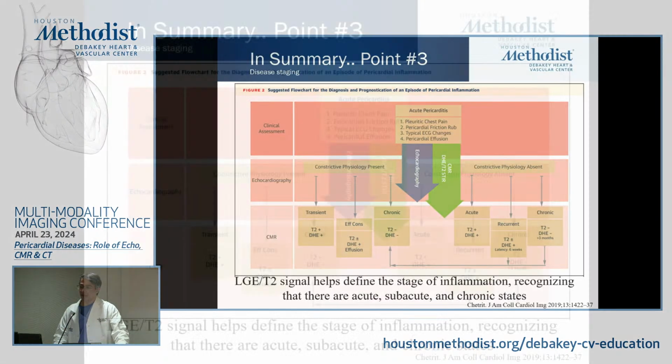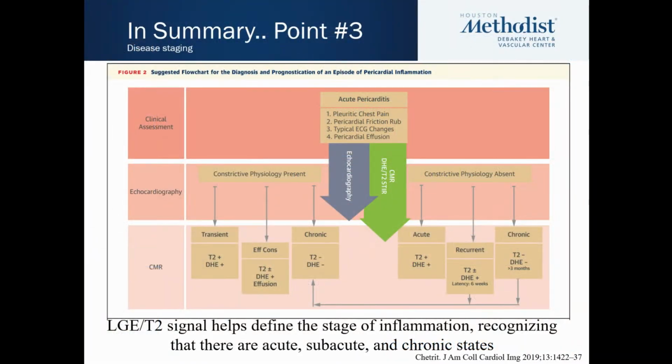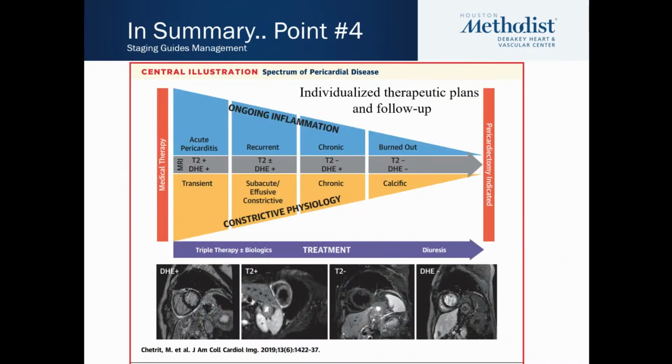The third point is we can use CMR very accurately, specifically our T2 and LGE, to stage the disease. Specifically, what I mean is, where we are in its stage of inflammation, and we can therefore help diagnose acute, subacute, and chronic states. And that becomes very important because that helps you then define your treatment and therapies. So if you have a lot of inflammation going on, these are patients who are going to benefit from your triple therapies and now all the biologics that you have present.